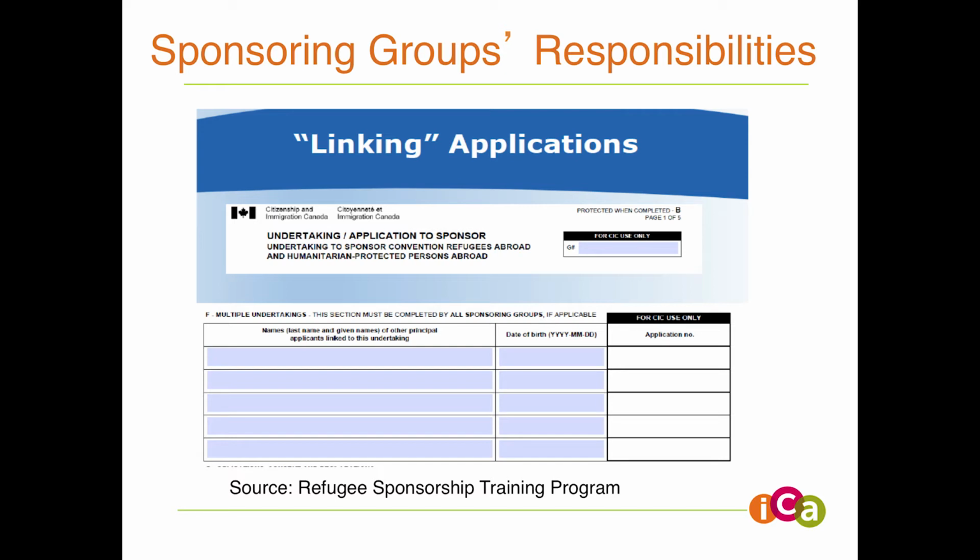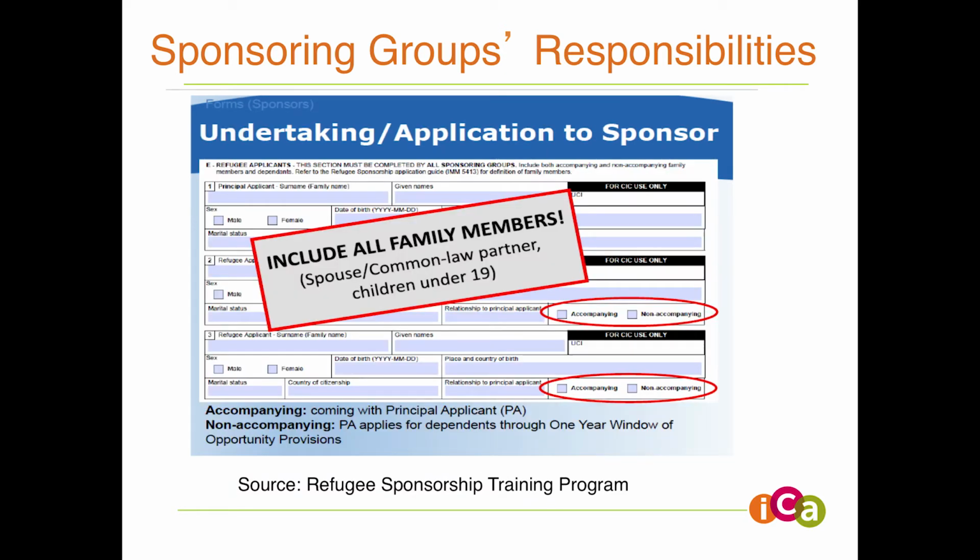So the other really important piece, which can't be said often enough, is that all family members need to be included in the application documents, regardless of where they are, or whether we know where they are, or whether they might even be presumed dead, okay? The reason being, anybody who is not on that original form will have a really, really difficult time later on getting into Canada and might not ever get into Canada.